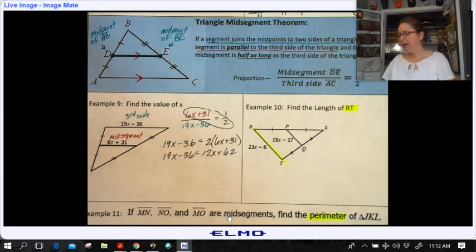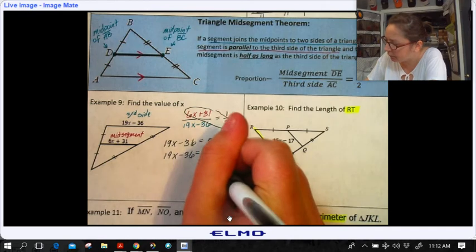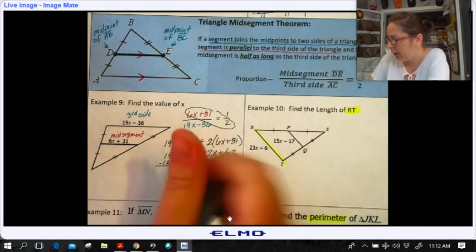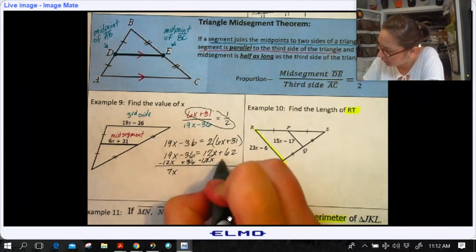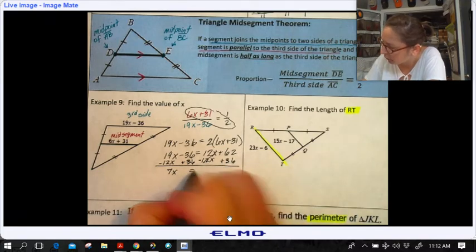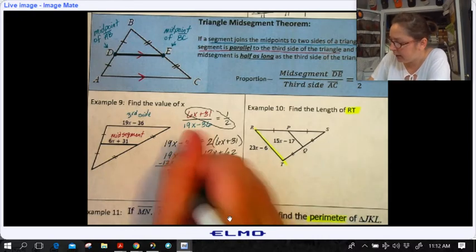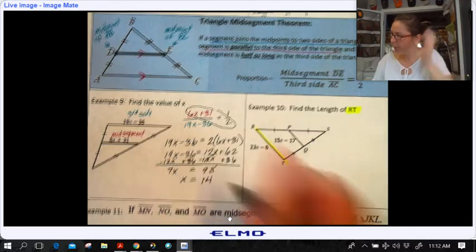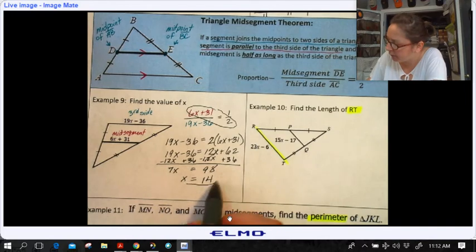Okay, and now let's move all of my x's. I'm going to move them to the left so that they'll stay positive. So subtract 12x. That gives me a 7x. Let's add 36 to both sides. And that gives me 98. And 98 divided by 7 is 14. So I found the value of x.